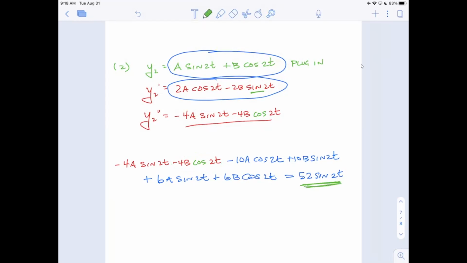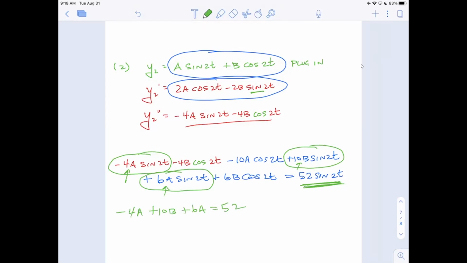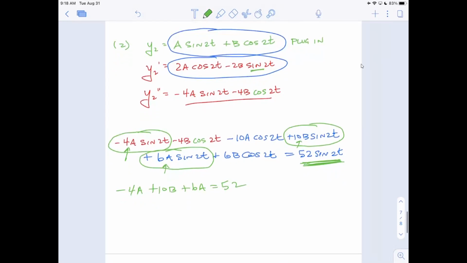So that means that no longer is a sine. So how am I going to get 52 sine of 2t? Well, here's a sine of 2t, there's a sine of 2t, and there's a sine of 2t. So how am I going to get 52? Well, negative 4a from this one, and plus 10b from this one, and plus 6a from that one better be 52. So notice I got a's and b's, and so yeah, there's all kinds of ways I can get that to be 52.